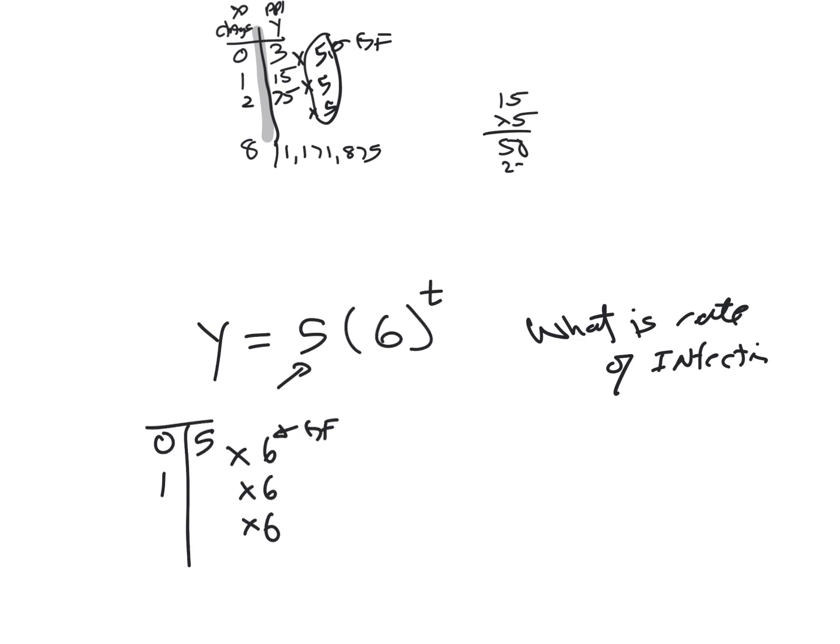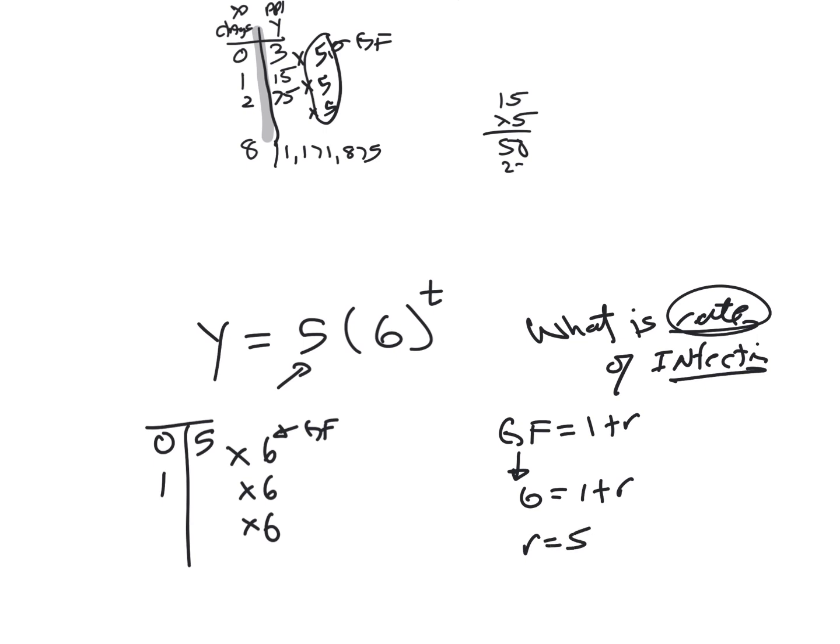So that's your growth factor, what you're going to multiply by. And so how do you figure out what your growth rate of infection is? Well, remember, the growth factor is equal to 1 plus r, and the growth factor in this problem is 6. So 1 plus what equals 6? Well, therefore the rate would have to be 5. So in this particular problem, they would have to infect 5 people per day to stay alive, right? So good information just to know.